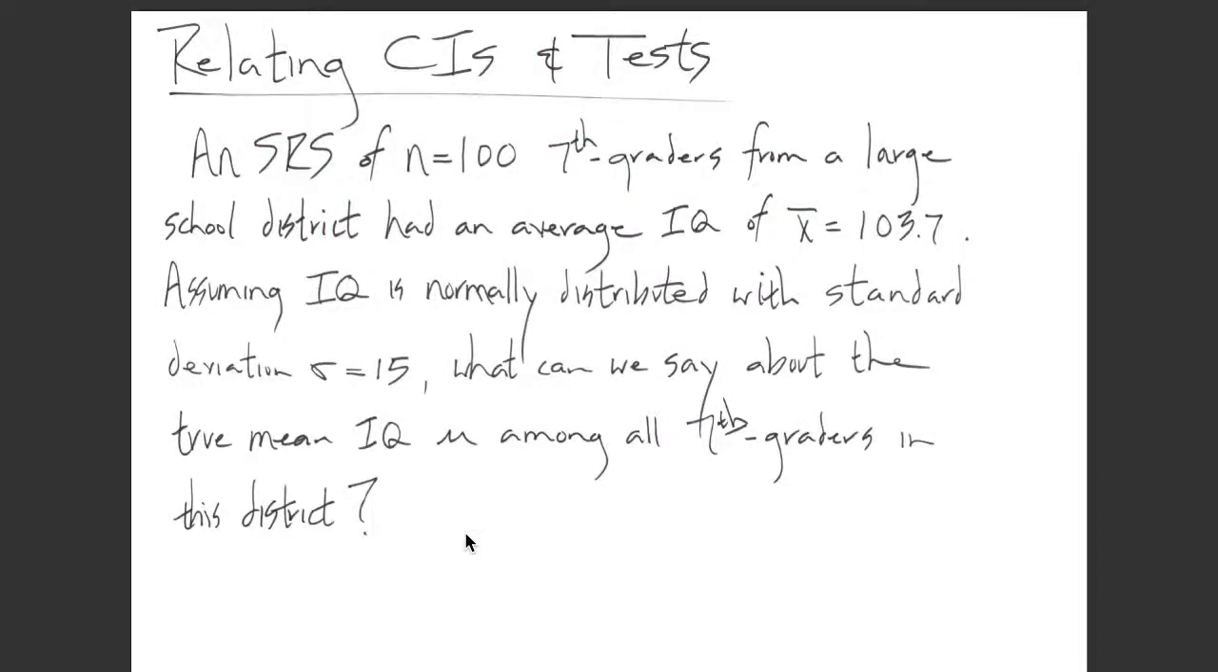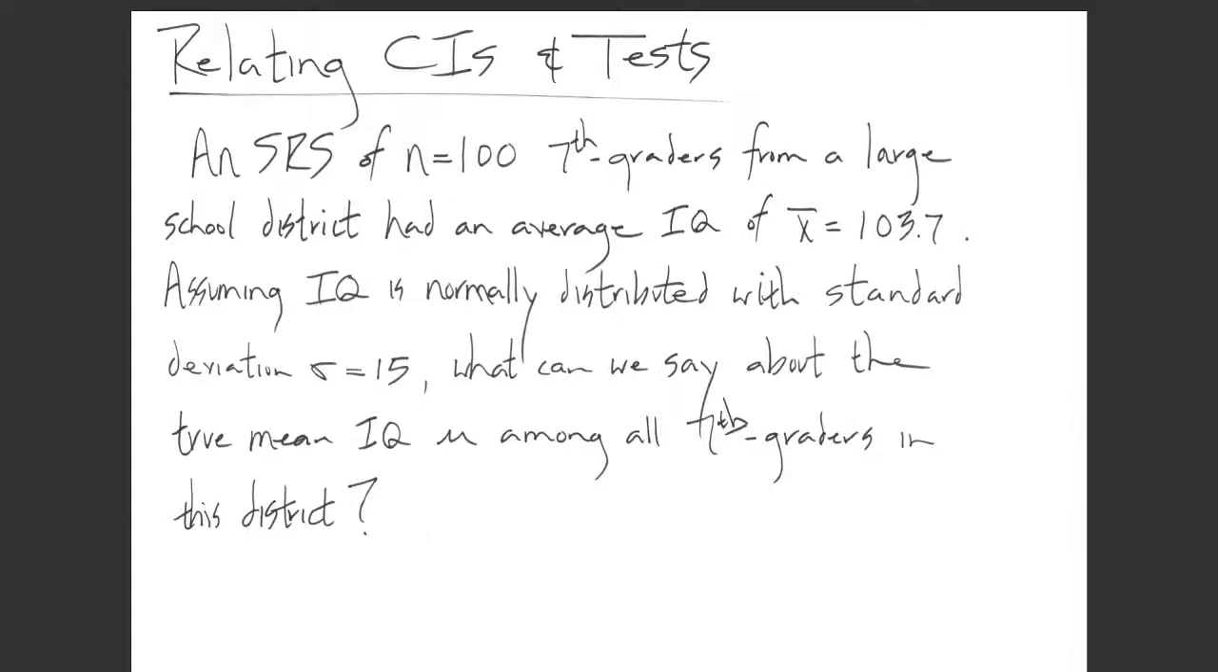So I want to put this discussion in the context of an example. An SRS of 100 seventh graders from a large school district were tested, and the average IQ in the sample was 103.7, so slightly above average. Assuming IQ is normally distributed with a standard deviation of sigma equal 15, what can we say about the true mean IQ among all seventh graders in this district?